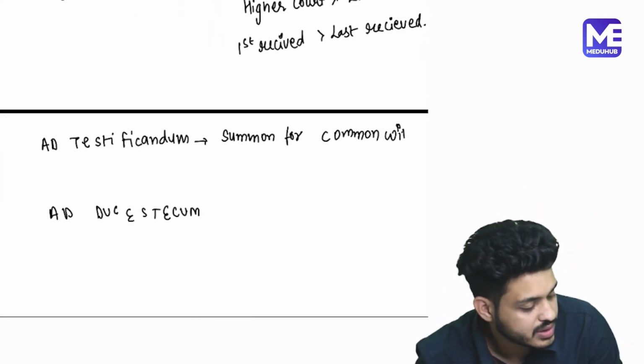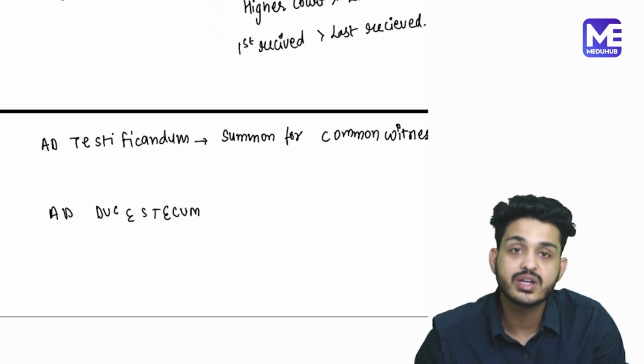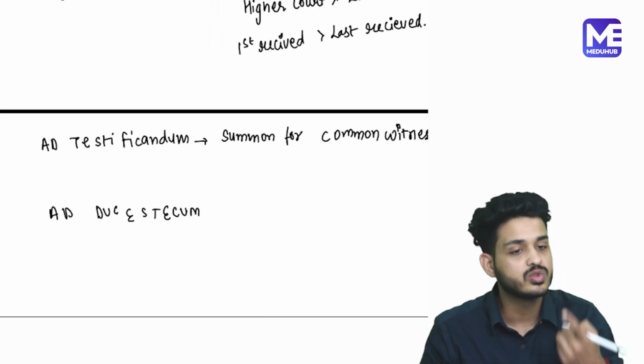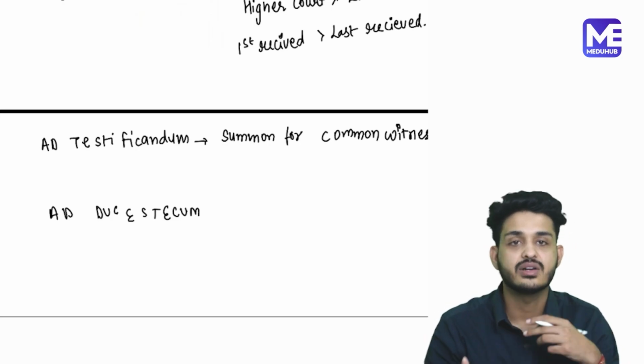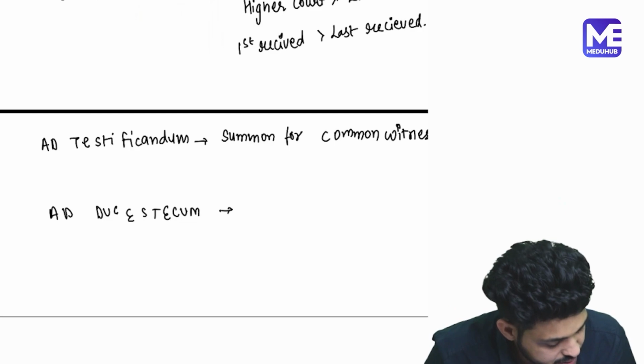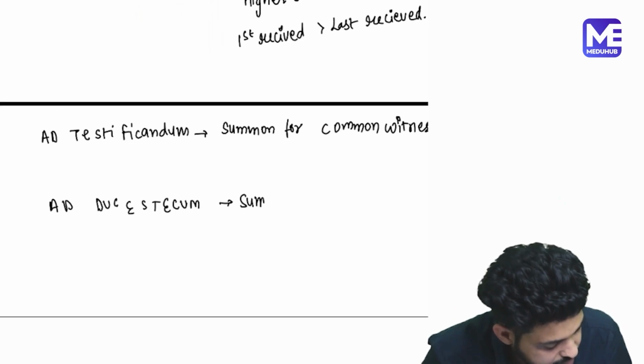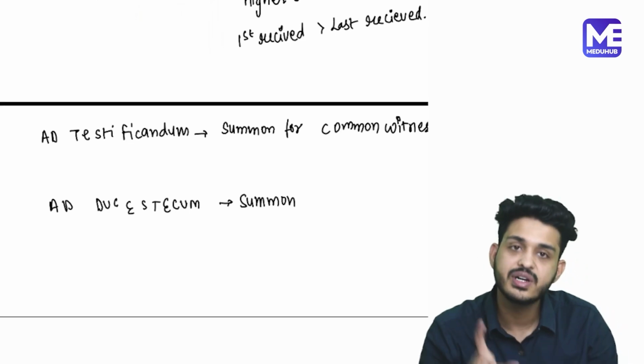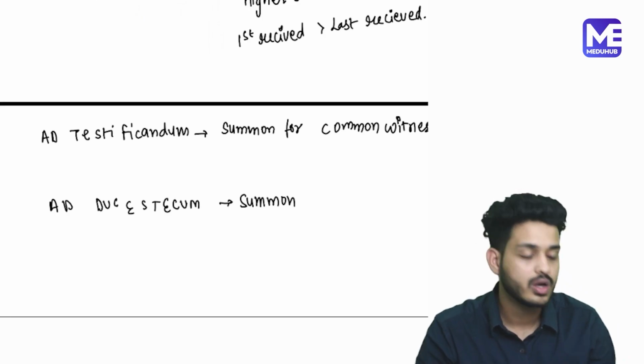Common witness. Remember, I have told you what a common witness is. Common witness is the most common witness. Eyewitness or common witness is the same thing. Ad ducis tecum is the summons for documents; just remember D for D.